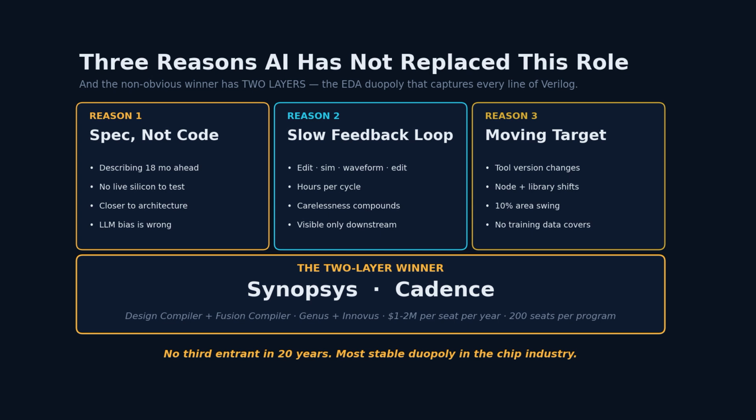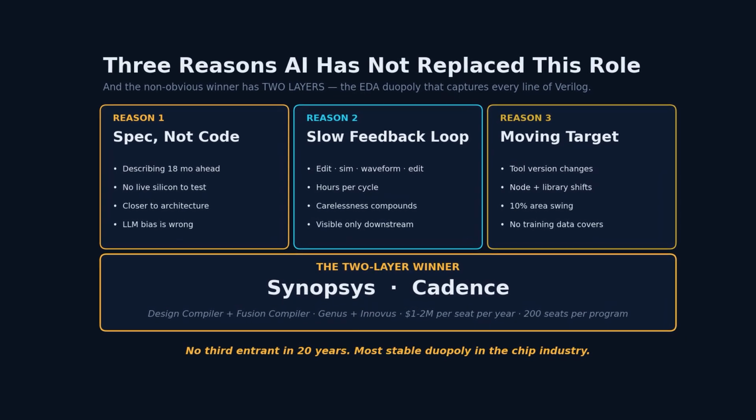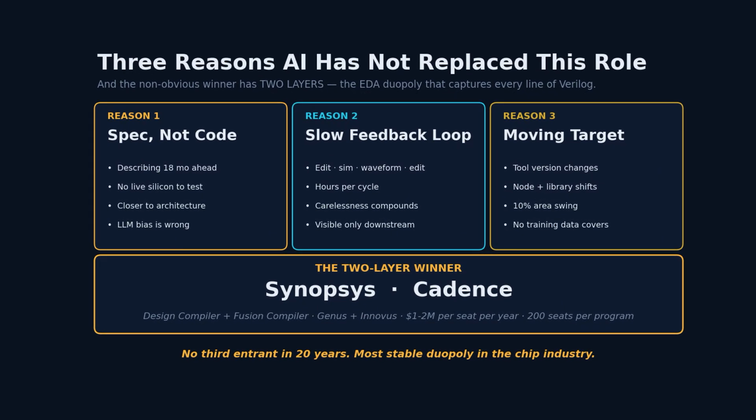Reason 2. The feedback loop is hours, not seconds. Edit RTL, simulate for 30 minutes, review waveforms for an hour, edit again. The cost of one bad line compounds across the tool chain. Reason 3. The patterns that work depend on the tool, the node, and the library. An RTL idiom that synthesizes cleanly in one Synopsys version produces 10% worse area in the next. The designer has to track a moving target no training corpus covers.